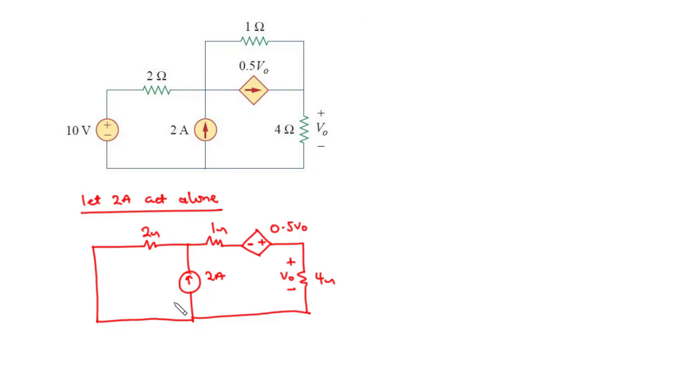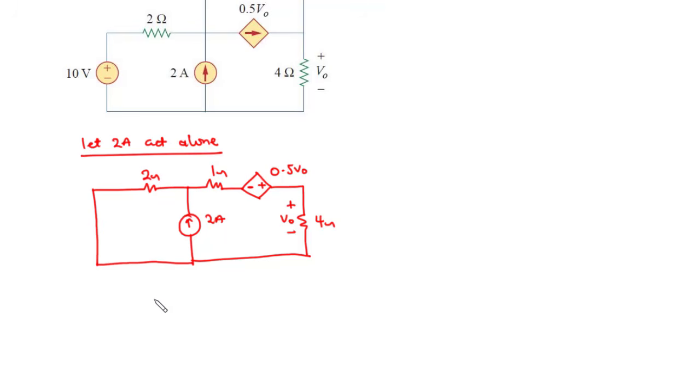Now let's try to find the current flowing through V naught. So again, we have an issue here. It's very difficult to determine how the current will be distributed in this circuit. Again, we are going to deploy the principle of source transformation the second time. So this is what we are going to do. We are going to transform this current source, which is in parallel with this 2 ohms resistor, to a voltage source in series with this 2 ohms resistor.